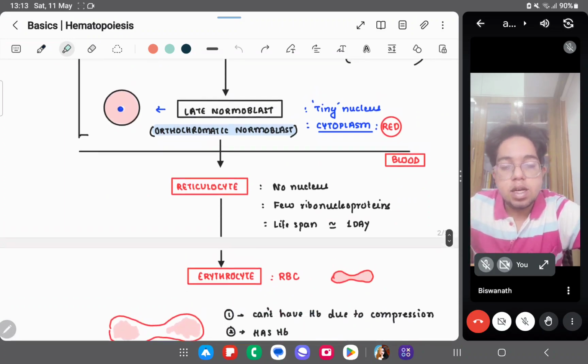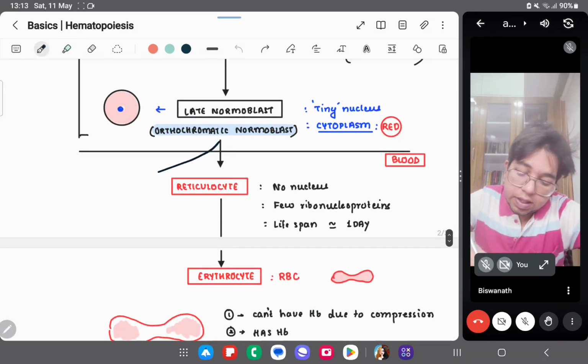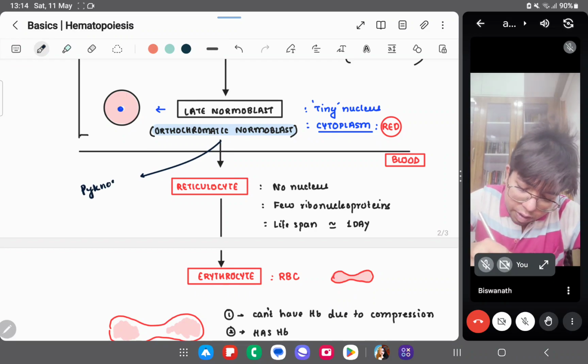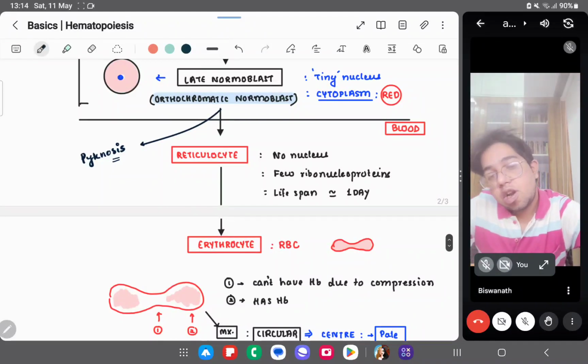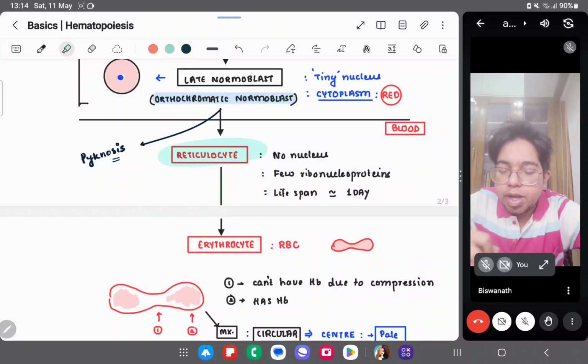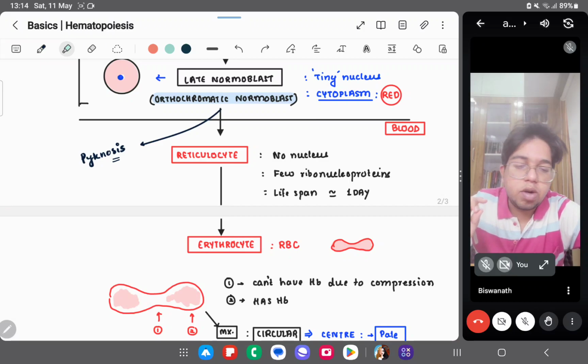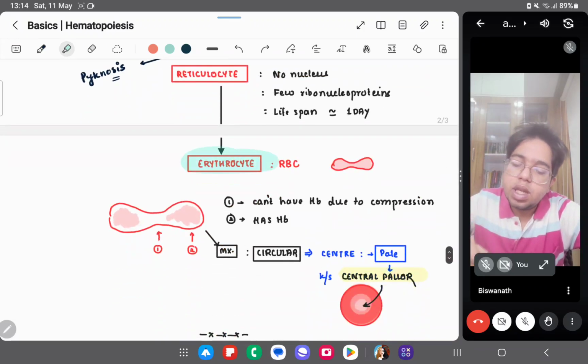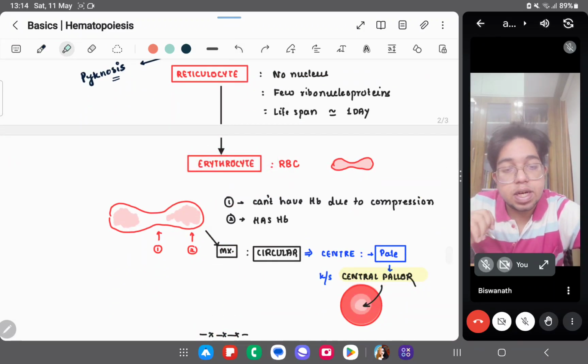After that, an event occurs which is called pycnosis. Pycnosis is the ejection of the nucleus out of the cell. The nucleus is ejected out, and then it forms the reticulocyte. So the reticulocyte has no nucleus because the nucleus is ejected out, and has a few ribonucleoproteins. So mRNA is very, very little now, and the lifespan is 1 day. Reticulocytes live for 1 day. After that, it differentiates into an erythrocyte or RBC.